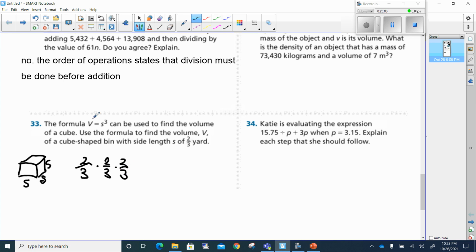Remember, the volume is S to the third power. And S to the third power is whatever S is multiplied to itself 3 times. So now, this is pretty easy. 2 times 2 is 4, and 4 times 2 is 8. 3 times 3 is 9, and 9 times 3 is 27. That tells me this should be 8/27 cubic yards. In fact, there's an easier way to put this, to be yards cubed.